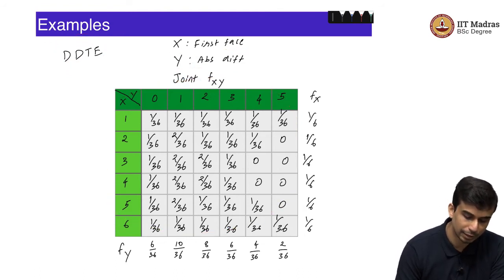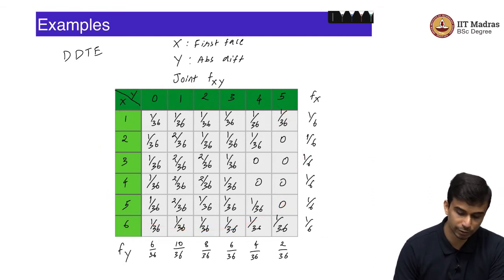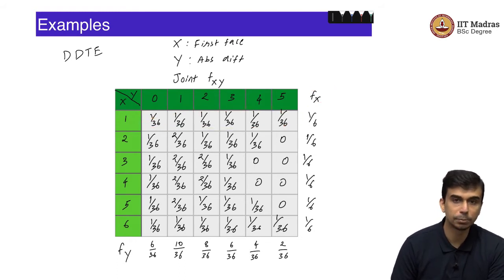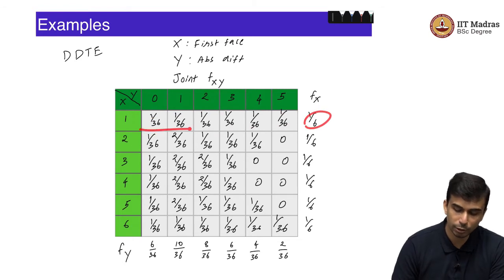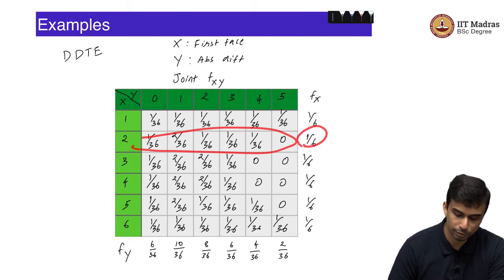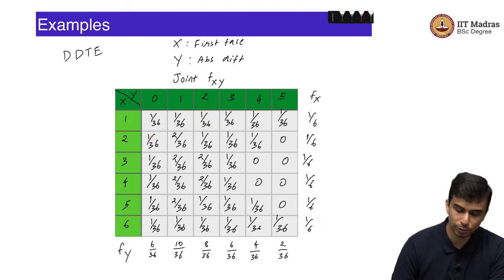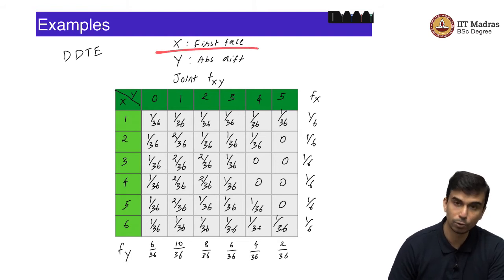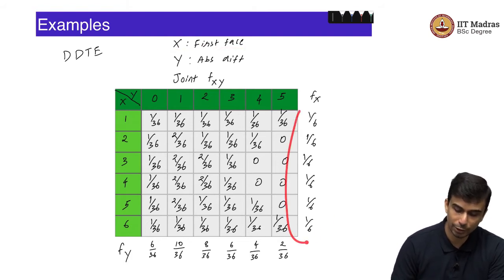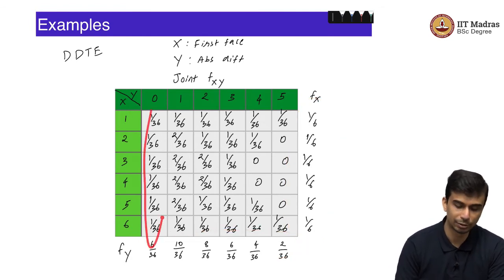Let us take the double dice throw experiment with X being the first face and Y being the absolute difference. We already have the joint distribution. We can compute the marginals just by summing over the rows or columns. To get the marginal distribution f_X, you sum over the columns. Each row sum corresponds to f_X, and the sum over the first row you get 1 by 6. Sum over the second row you get 1 by 6 and so on, and you can see that f_X ends up being 1 by 6, which you already know.